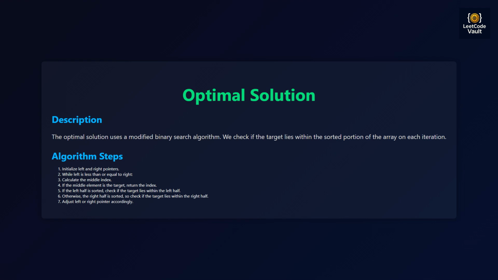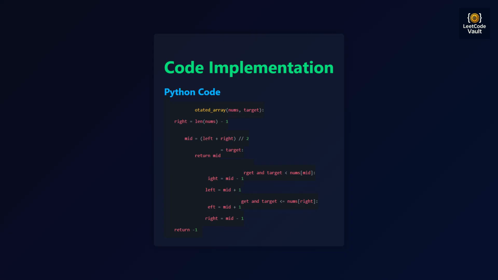Based on that, we'll search only the sorted half, effectively eliminating a significant portion of the array with each step. This significantly speeds up the search process. The key is identifying which half is sorted to make an informed decision. This is the core idea behind this clever solution.